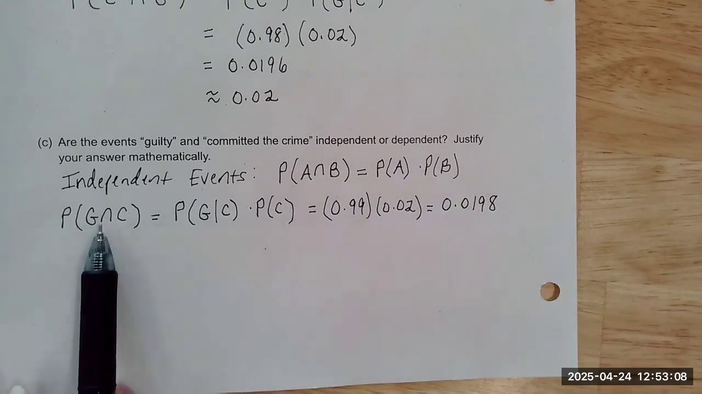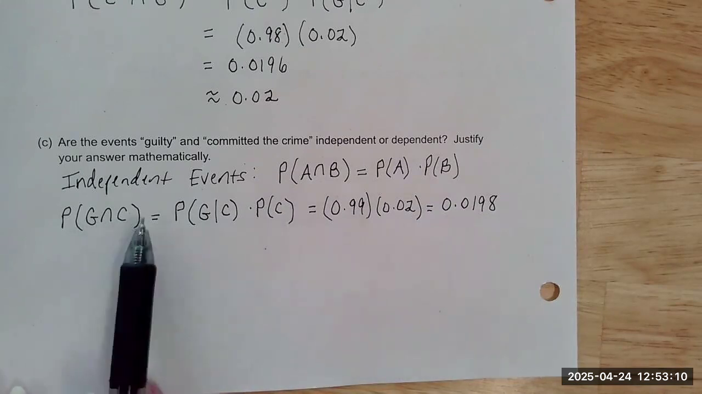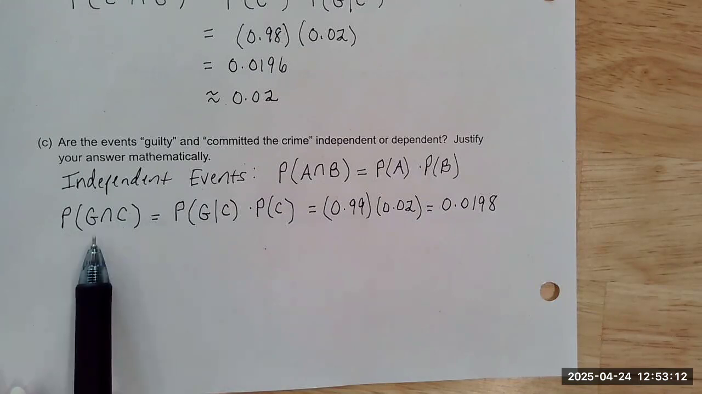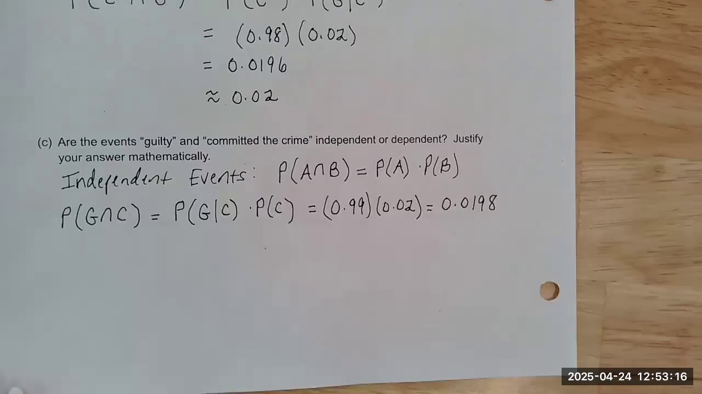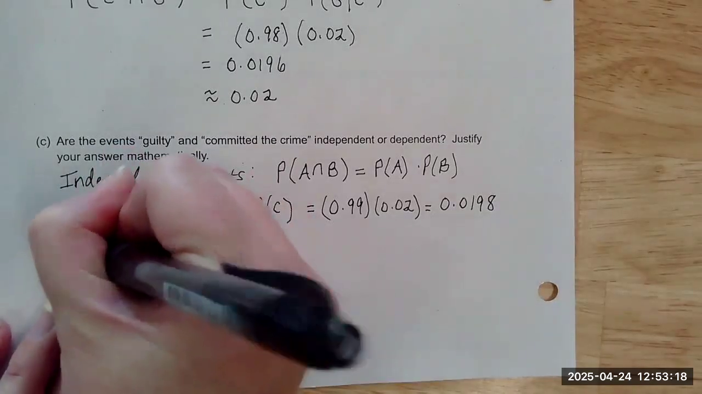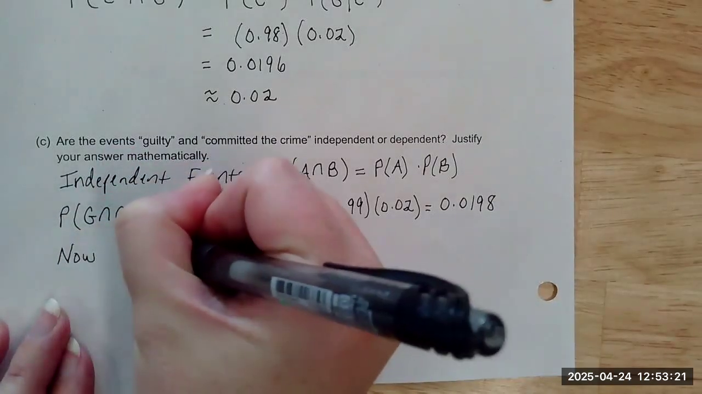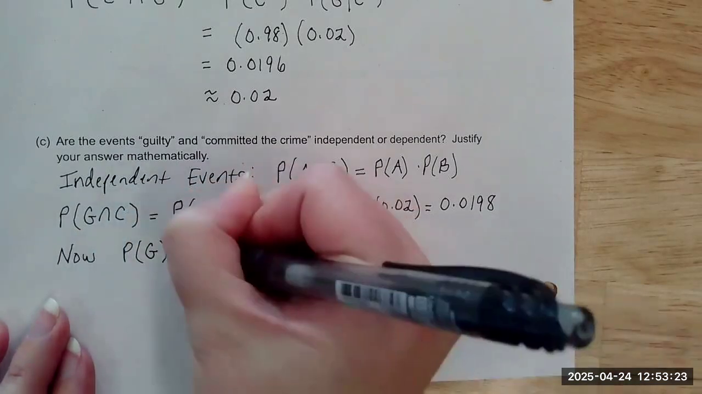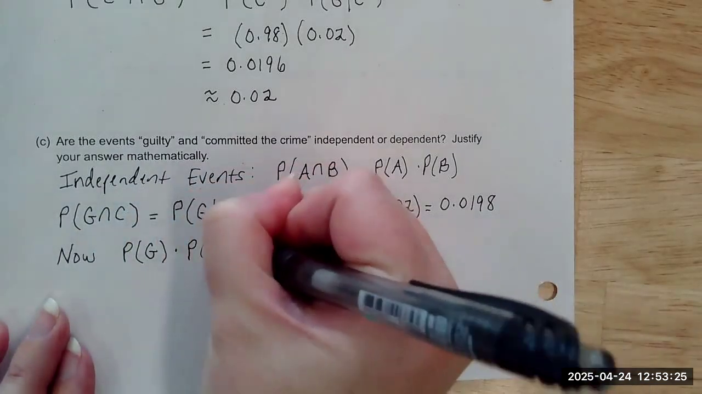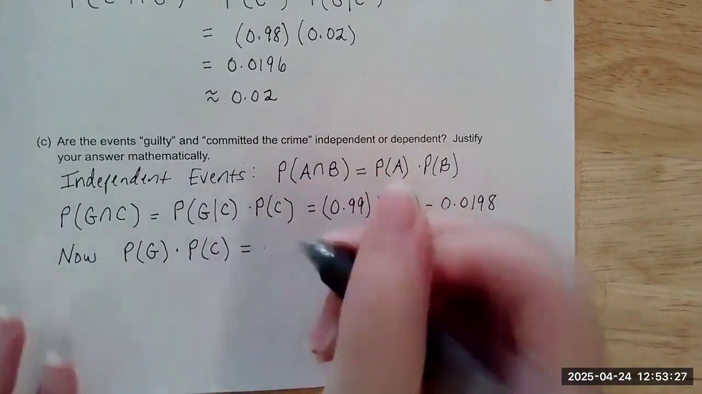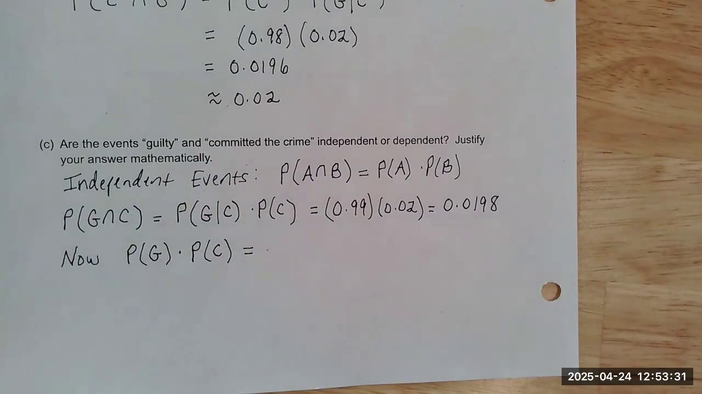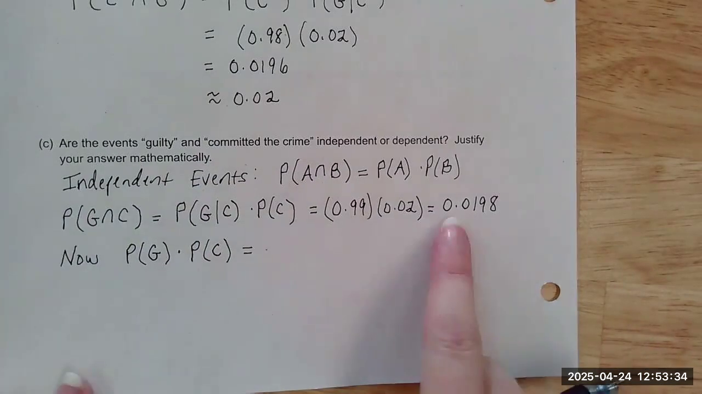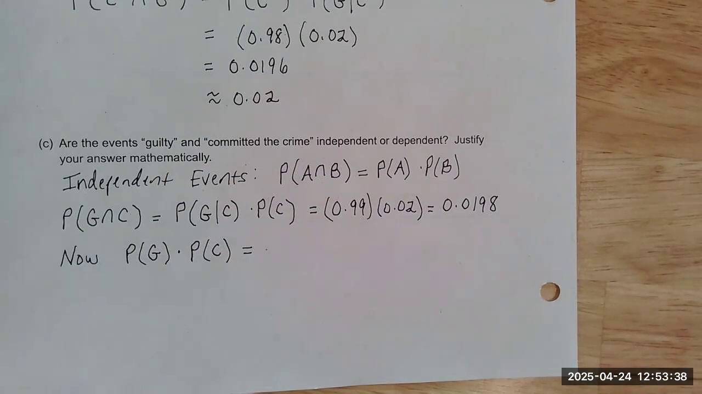And in this case, that means I need the probability of G and C to be equal to the probability of G times the probability of C. So we just figured out the G and C part. So now we need the probability of G times the probability of C. And if this comes out to be 0.0198, then yes, they're independent. And if it doesn't come out to be 0.0198, then they're not independent. We could say they're dependent.